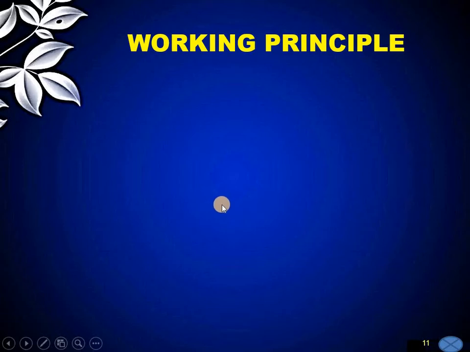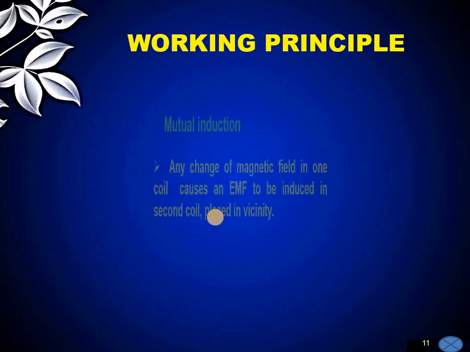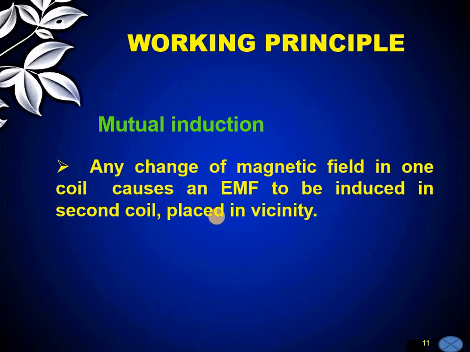Now coming to how the above mentioned major parts of a transformer work. Basically, our transformer is based on mutual induction. What is mutual induction? Any change of a magnetic field in one coil causes an EMF to be induced in a second coil placed in the vicinity.